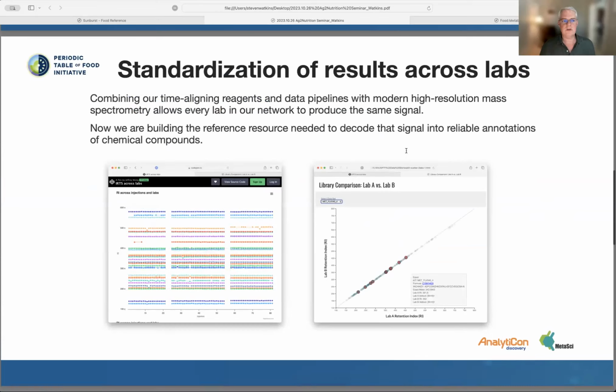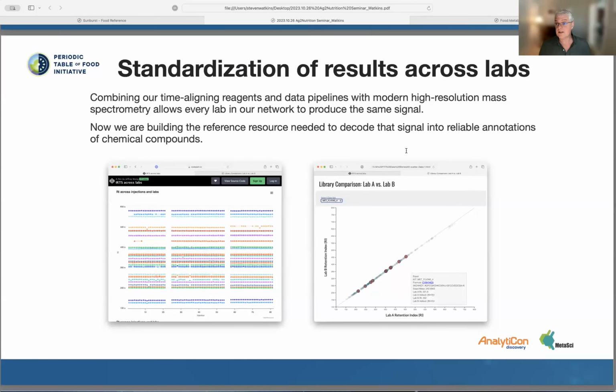So just a quick note on standardization. This is what it looks like when you can standardize labs across geographies. The dots on the plot on the left are the post-time normalized values for all of the internal standards that we provide to the labs. And you can see that after we run our alignment data processing routines on them, the 30 or so compounds that are present in each food are highly aligned between labs. And this is across, again, those 10 foods measured in duplicate.